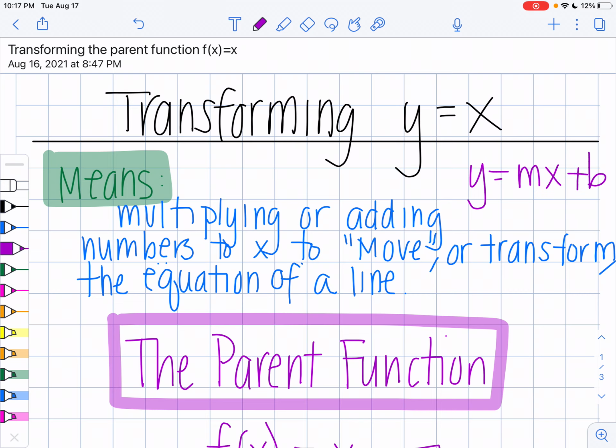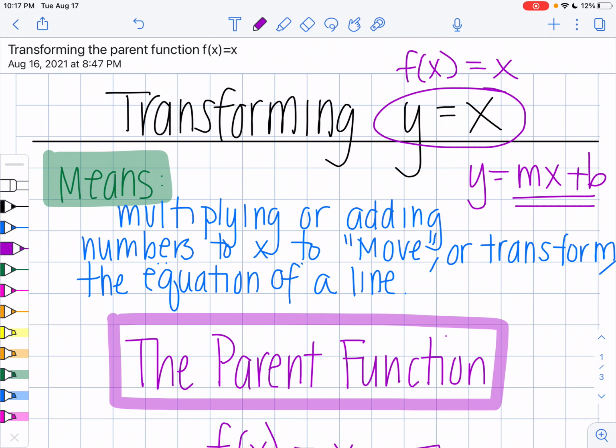So we're going to be taking this basic line, y equals x, or, as we also learned in function notation, f of x equals x. We're either going to add or multiply numbers to the x to make it look like y equals mx plus b, to move, or what we call in math, to transform the equation of the line.